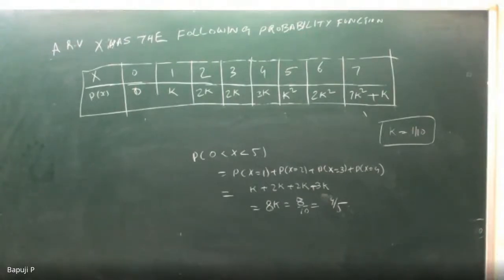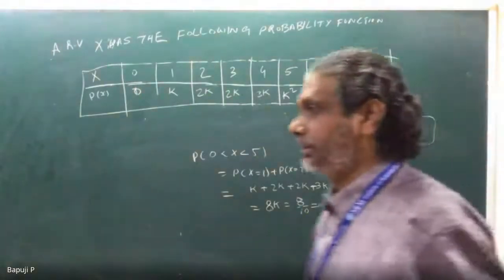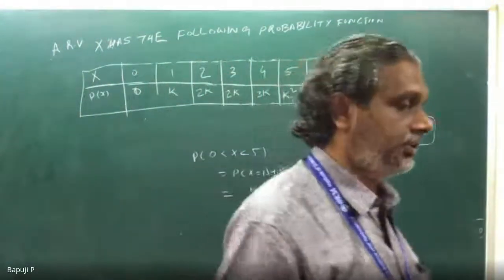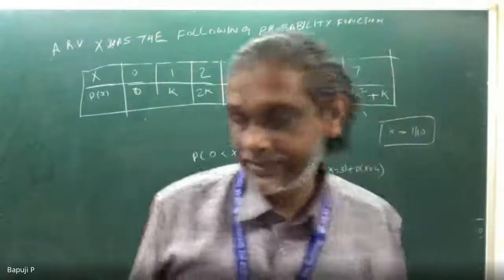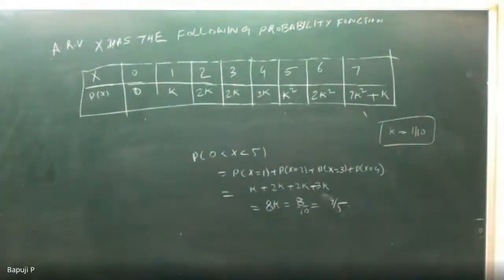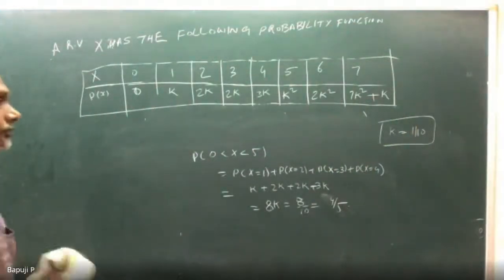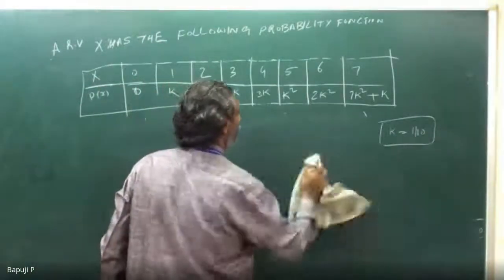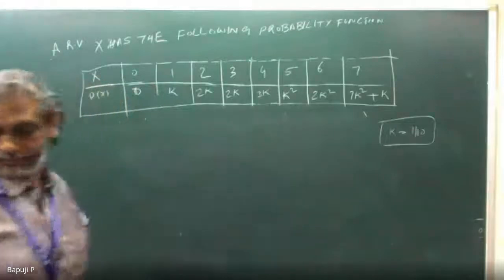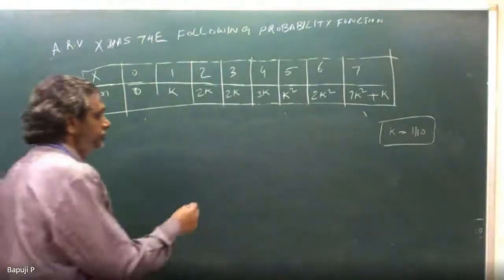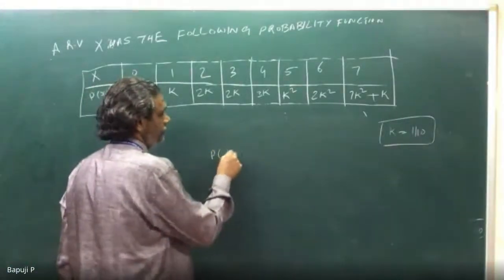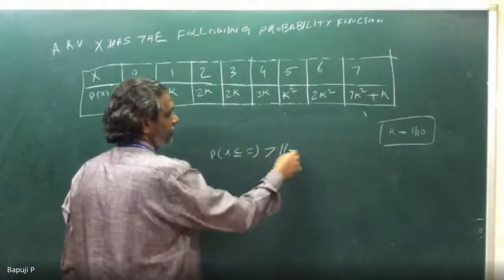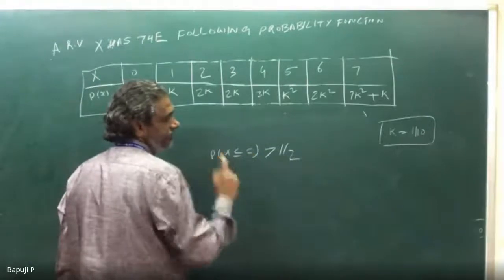Now the third question is very, very important. You can do this using the distribution function, you can do this first or later, as you wish. What is it asking? For probability x less than or equal to C to be greater than half, what is the minimum value of C this will reach?